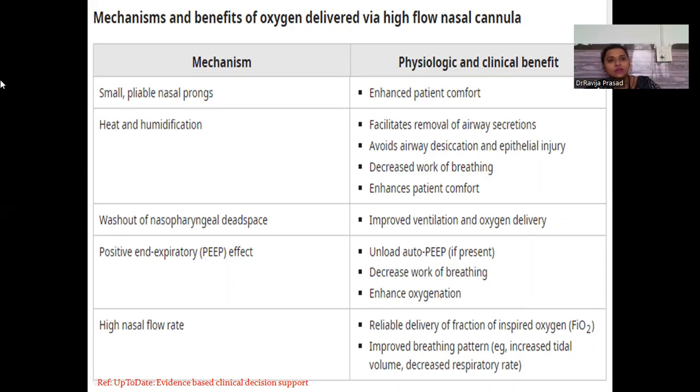In comparison to non-invasive ventilation, which we have studied, this is also a kind of oxygen supply method. This is also a high flow nasal oxygen supply, and it is much more easygoing in comparison to the non-invasive ventilation process. So the first mechanism was the small, flexible nasal prong. Second is heat and humidification. Third is washout of nasopharyngeal dead space.